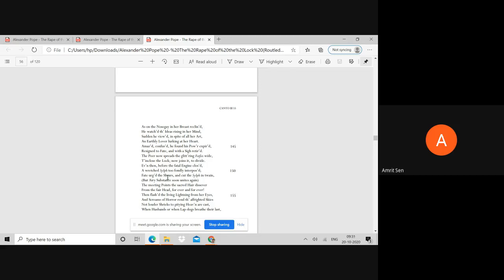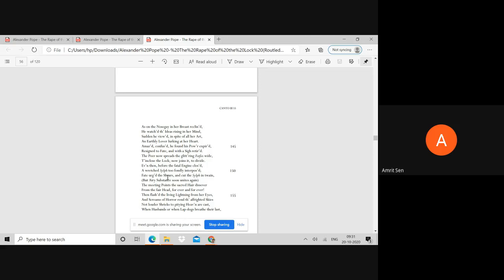Even then, before the fatal engine enclosed, a wretched sylph too fondly interposed. So one sylph tries to come in between the scissor and the hair. Fate urged the shears and cut the sylph in twain, cut the sylph in two. And you see, once again, there's bloodshed, there's cutting off of the lock, there's cutting off of the sylph. But Pope immediately dissolves this moment of violence through laughter. And that is his strategy, always to dissolve the latent violence through laughter and imagination.